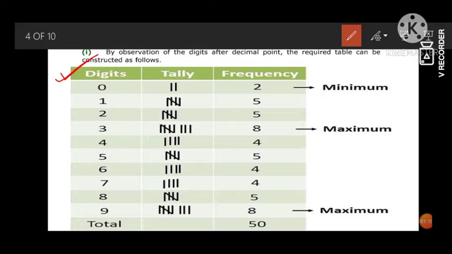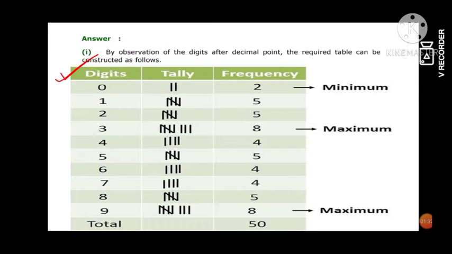The first column will be digit, the second column is our tally, and the third column is the frequency, that is, the number of times the digit is repeating itself. Like 0 is repeating, 1 is repeating, how many times in the decimal places of the value of pi. So let us count for 0 first.